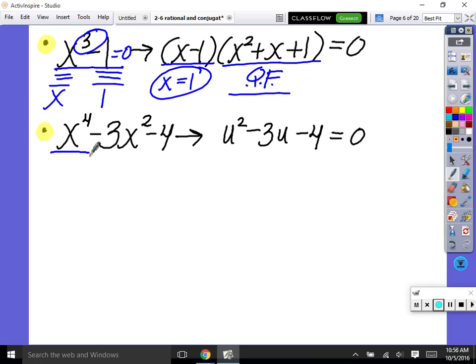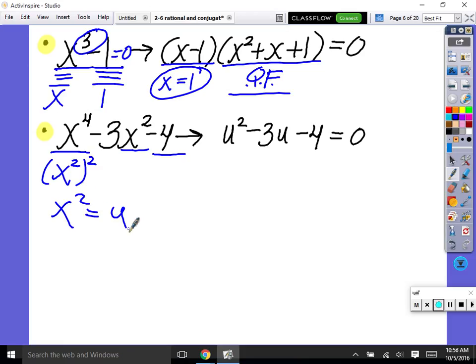Look, x squared squared, correct? Everybody? And then an x squared and then a constant. That's a u substitution. So we would solve for u, correct, by factoring. And then we would set x squared equal to u. So everybody remember u substitution.